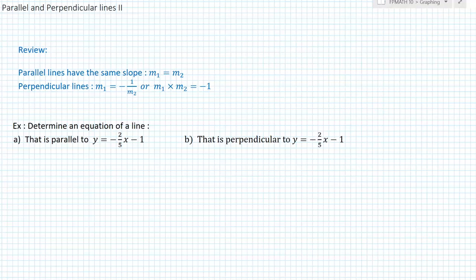Okay, so now for this section, we're going to play around with parallel and perpendicular lines and come up with different word problems so that we can actually have a grasp of what they are about.